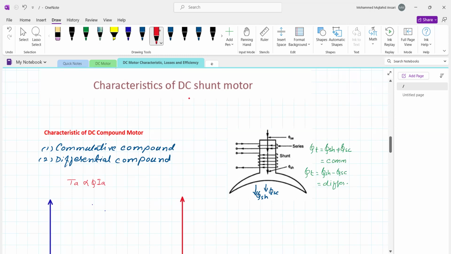So for the cumulative compound motor, as load increases, the DC shunt winding flux remains constant, only the share of the series field winding increases. Shunt field flux is constant because irrespective of the load condition, the current in the shunt field winding is constant, as we have seen in the DC shunt motor. Whereas the series field flux, which is connected in series with the armature, increases. So there is a slight increase in flux. When there is an increase in flux, the torque also increases.